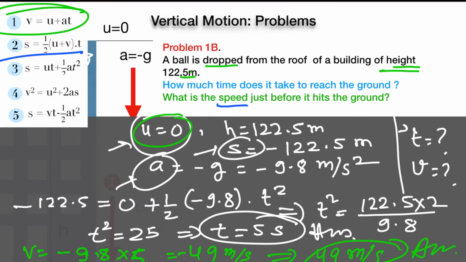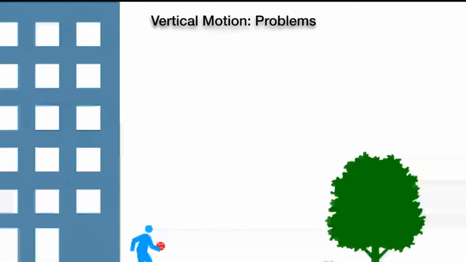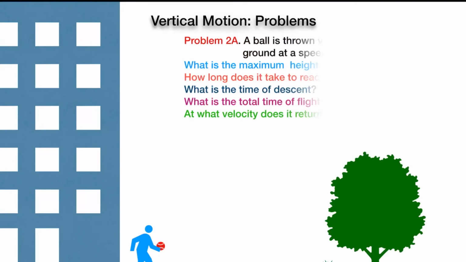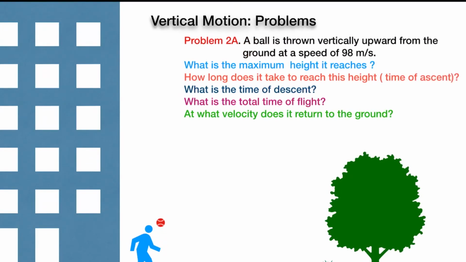Now let's take another type of problem in which a ball is thrown vertically upward from the ground at a speed of 98 meter per second. What is the maximum height it reaches? How long does it take to reach this height, or time of ascent? What is the time of descent? What is the total time of flight? And at what velocity does it return to the ground?